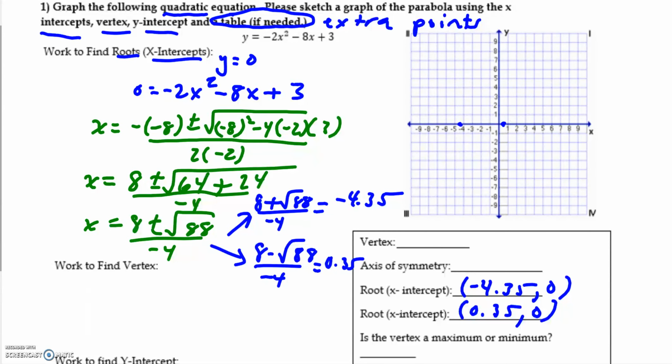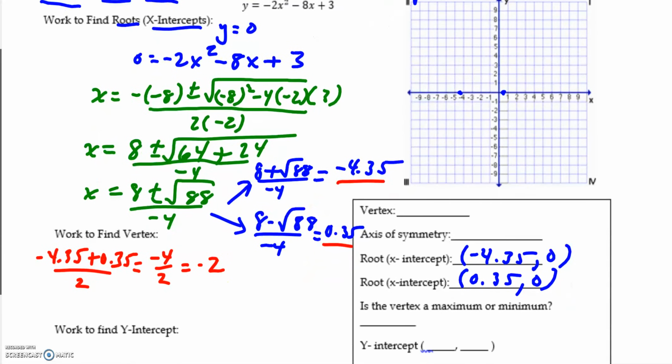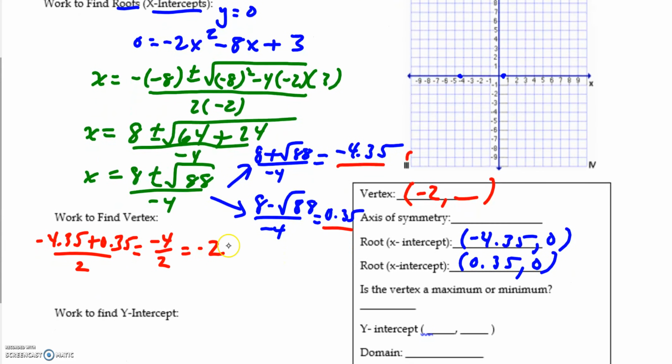The next thing I'd like to do is find the vertex, and the vertex is where the parabola turns and is always in the middle of your 2 x-intercepts. So if this is x-intercept 1 and x-intercept 2, I'm going to find the average, or the exact middle, between these 2. You take negative 4.35, add 0.35, and then divide by 2. That would get me negative 4 over 2, or negative 2. So my vertex so far has to be at the point negative 2 comma something.